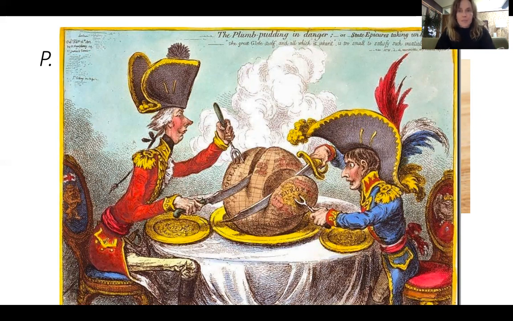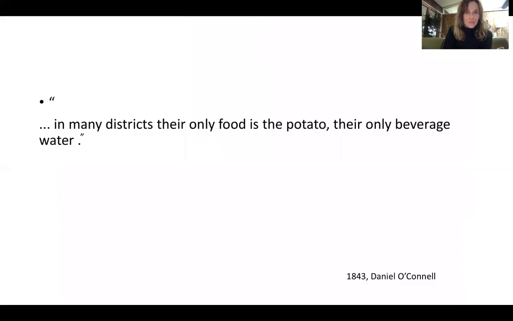And colonialism needs, you got to feed those soldiers. So Ireland was being forced to produce food for the British army, and to the expense of itself. People in Ireland were not able to feed themselves. And in many districts, their only food is potato and their only beverage water. That's what it was like in Ireland before the potato famine.